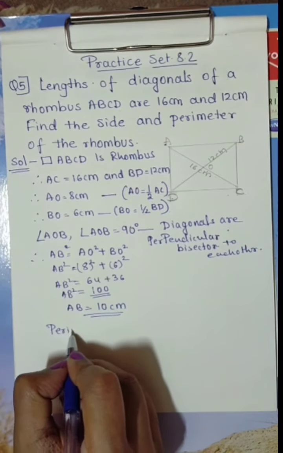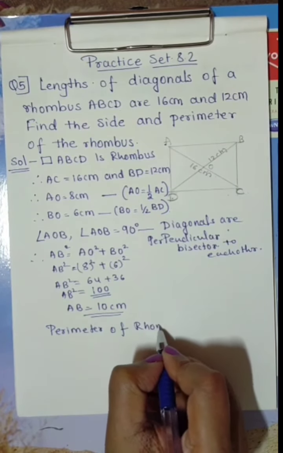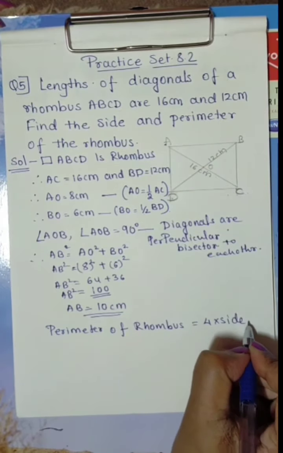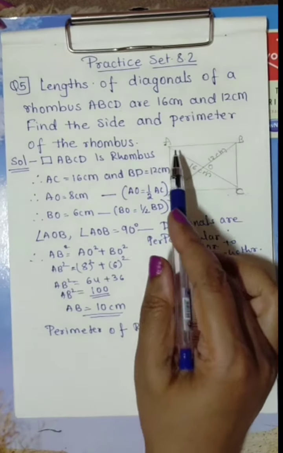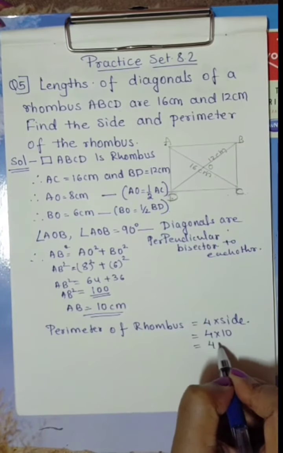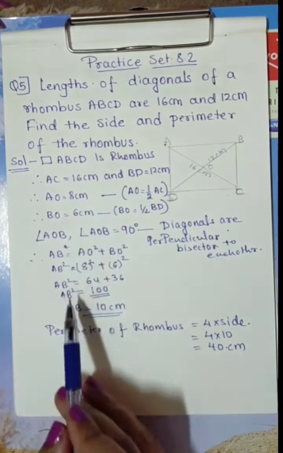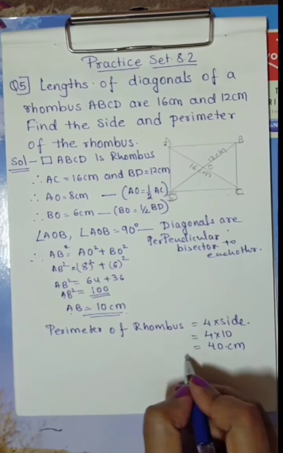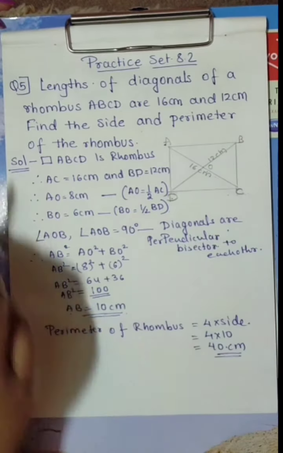Now the perimeter of the rhombus we are going to find out. Perimeter of rhombus is equal to 4 into side. AB is 10 centimeter, so the side is 10 centimeter. So 4 into 10 is equal to 40 centimeter. Now we have found the side, AB is equal to 10 centimeter, and the perimeter of the rhombus is 40 centimeter. I hope you understood question number 5.